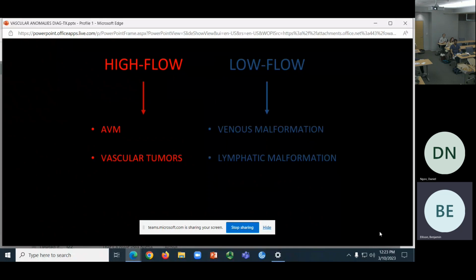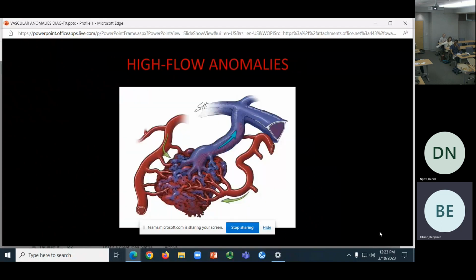High flow lesions, AVM, and vascular tumors can be very high flow. If you get those infantile hemangiomas in that early phase, they can be very, very hypervascular. Okay? And low flow are venous and lymphatic malformations. So this is a quick example of a high flow lesion. This is an artery. The artery is really big. You have a nidus and you have an outflow vein. So the blood is just flying there. And you need to be careful which agents you're going to use to block those vessels, because you don't want them to go distal to the heart.